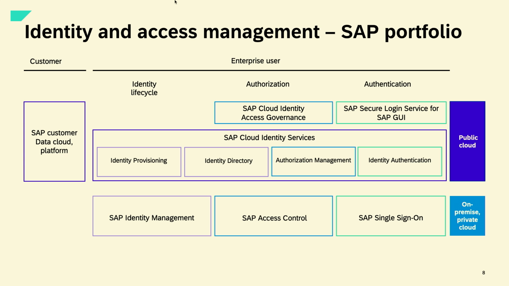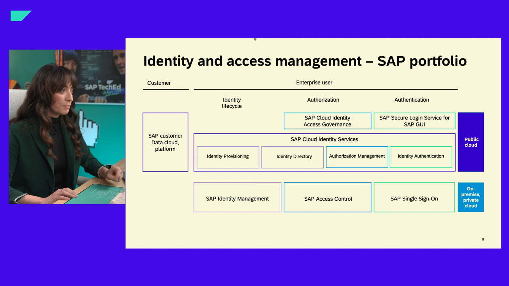So let's start with the lower part, with the on-premise tools. For identity lifecycle, we have SAP Identity Management. For authorization, we have SAP Access Control. And for authentication, SAP Single Sign-On. Now let's look up to the cloud. And let's start with the Cloud Identity Services.